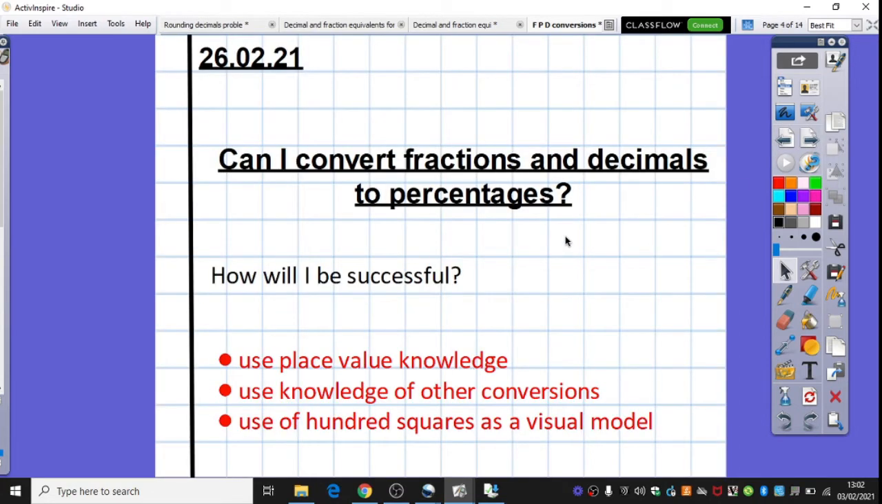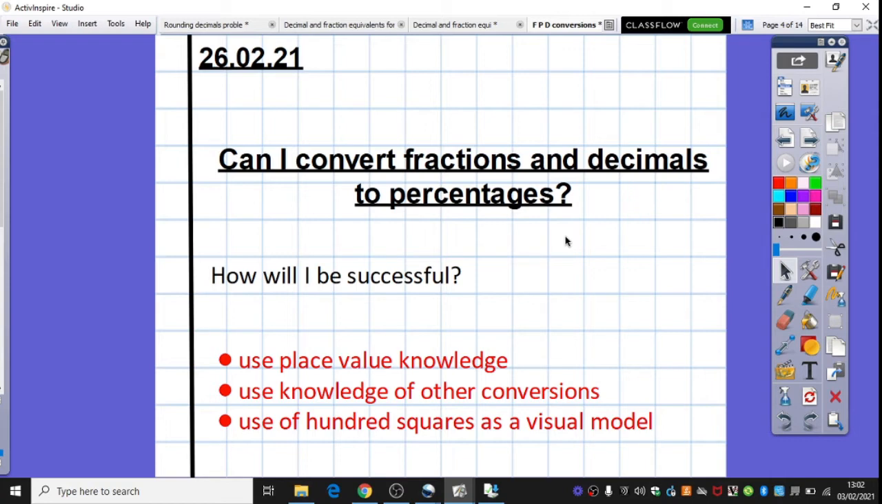So the final session of the week then, we are going to be exploring how to convert fractions and decimals into percentages. And we haven't looked at percentages yet this year, but it's something that we begin to focus on now as we come to partway through or halfway through Year 5. And we will be doing lots of work on this.